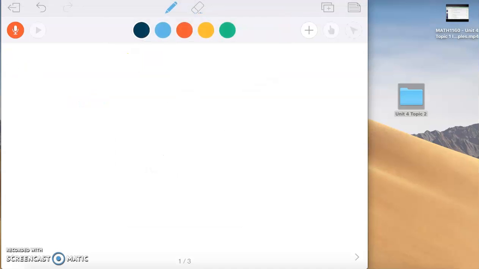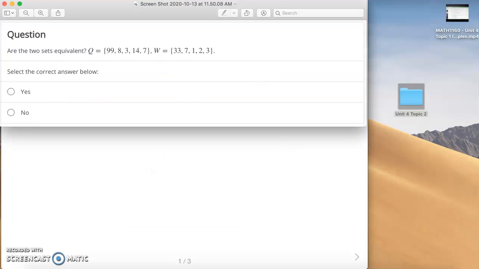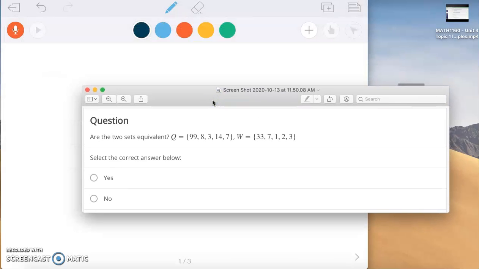Let's look at number 4 that I picked out. Here we have, are the two sets equivalent? Remember, equivalent sets do not have the same elements. They have the same number of elements. So in this one, we have 1, 2, 3, 4, 5 elements in set Q, and 1, 2, 3, 4, 5 in set W. That means that yes, these two sets are equivalent. They are not equal, they are equivalent. All right.